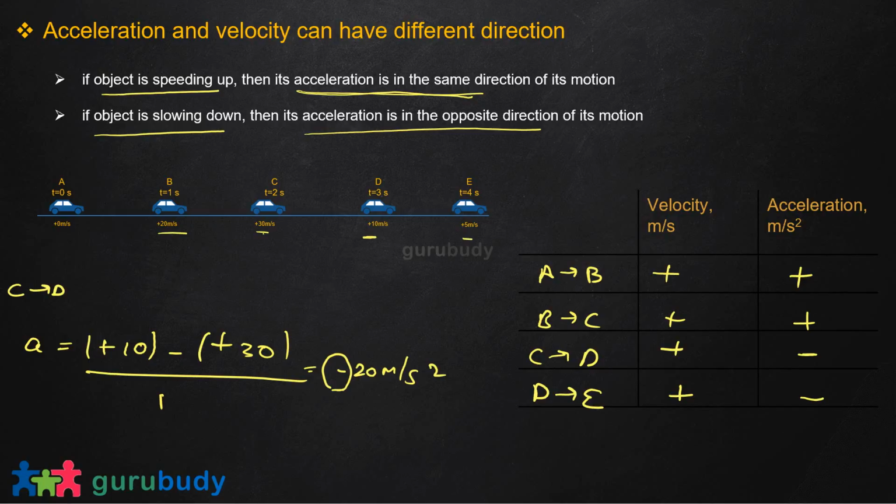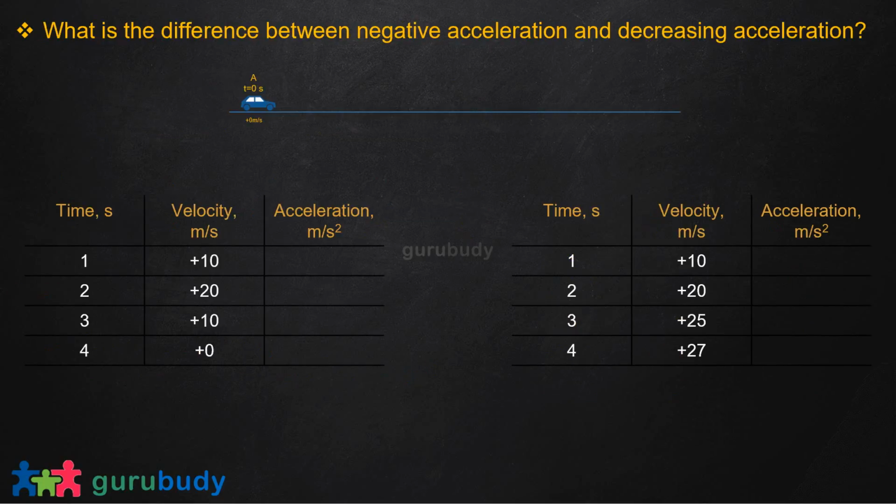It was 10 before, now it is 5. Okay, so I hope this point is clear that acceleration and velocity can be different. Typically, if an object is speeding up, then the direction of the motion, or the velocity, would be the same as the direction of acceleration, and if the object is slowing down, then acceleration would be in the opposite direction.